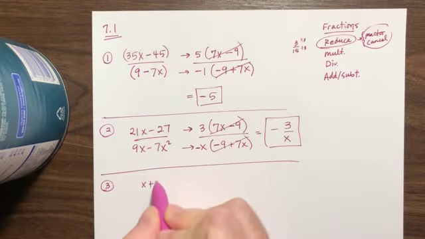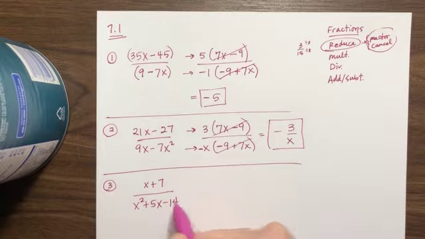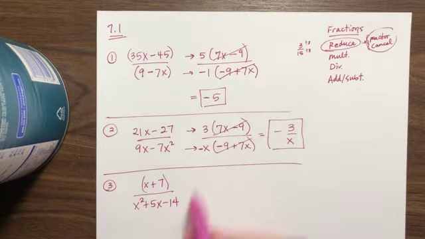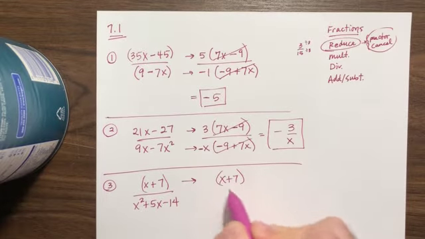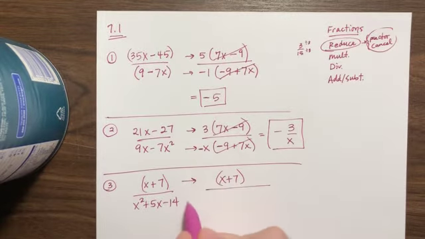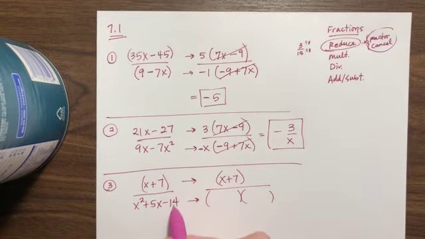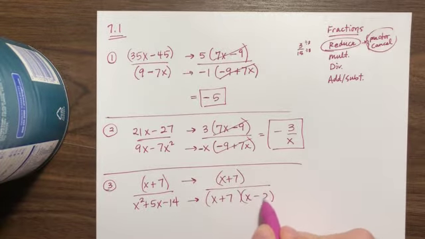Okay. Number 3, x plus 7 over x squared plus 5x minus 14. Now that I'm good at factoring, I can see that this is a trinomial. This doesn't factor at all, so it's still just x plus 7 up here. And this is a trinomial where we factor by asking, what two numbers multiply to give me 14, but subtract to give me 5? And that's 7 and negative 2. So we end up getting x plus 7, x minus 2.